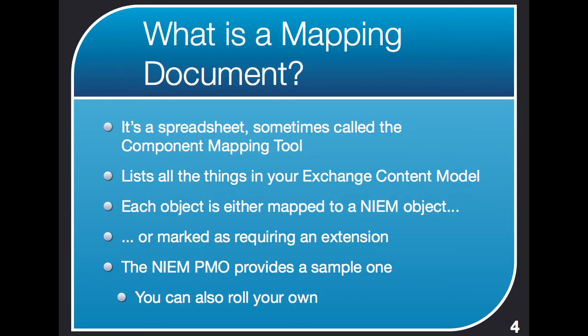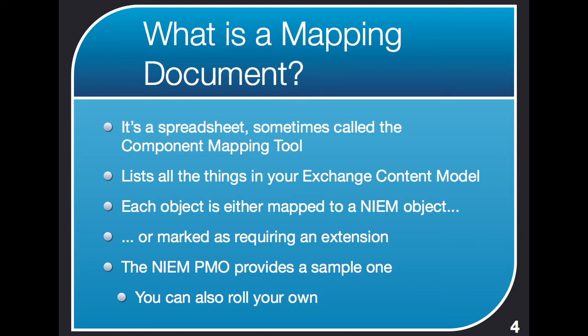To document your mapping, you'll do that in a mapping document. And what's a mapping document? Well, it's a spreadsheet. Sometimes they call this a component mapping tool, which is kind of a fancy name for the spreadsheet you use as your mapping document. In this spreadsheet, you'll list all the things in your exchange content model. You'll list all the classes and all the attributes and the various associations. And then each of those objects you'll either map to a NIEM object and list down what NIEM object it was, or you'll mark it as requiring an extension, and maybe you'll add some additional information to help you with the extension later on.